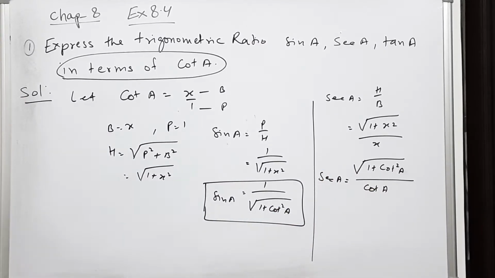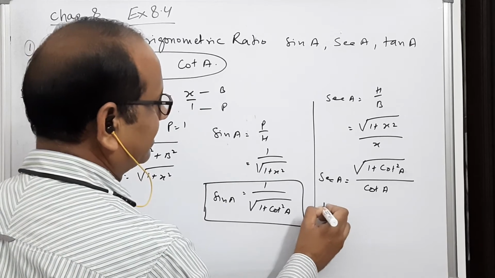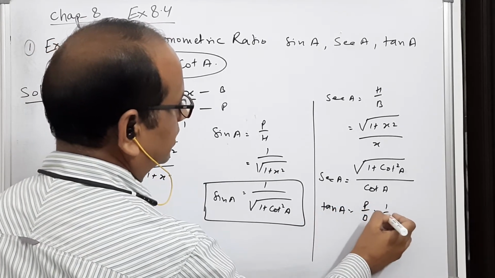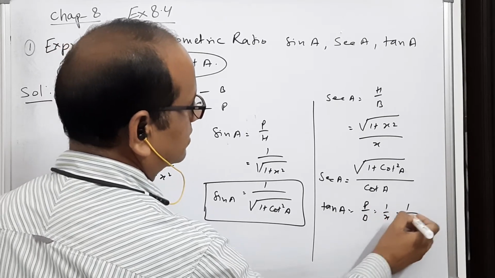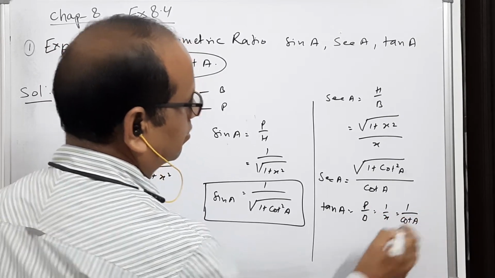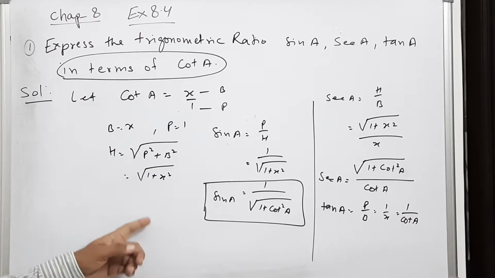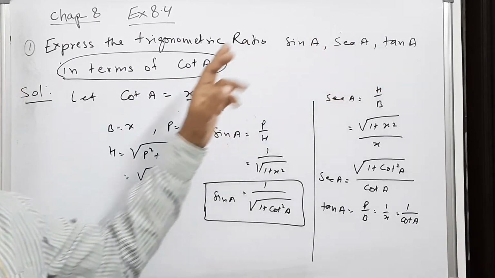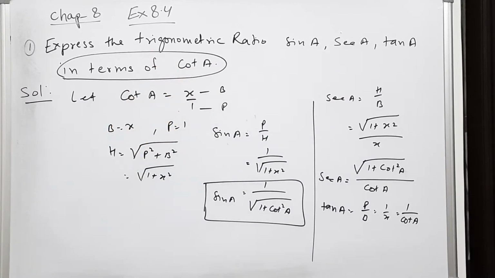See the last part, tan A. Tan is P upon B. So it is 1 upon x. So the answer is 1 upon cot A. In this way, we can express any trigonometrical ratio in terms of any given trigonometrical ratio.